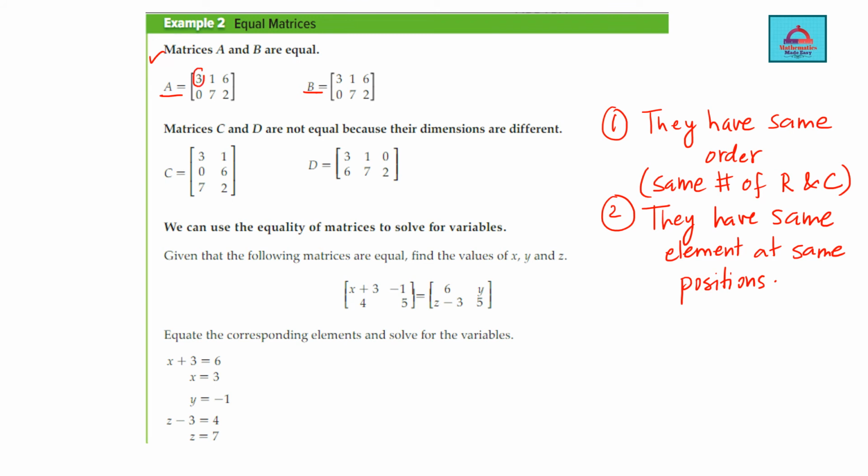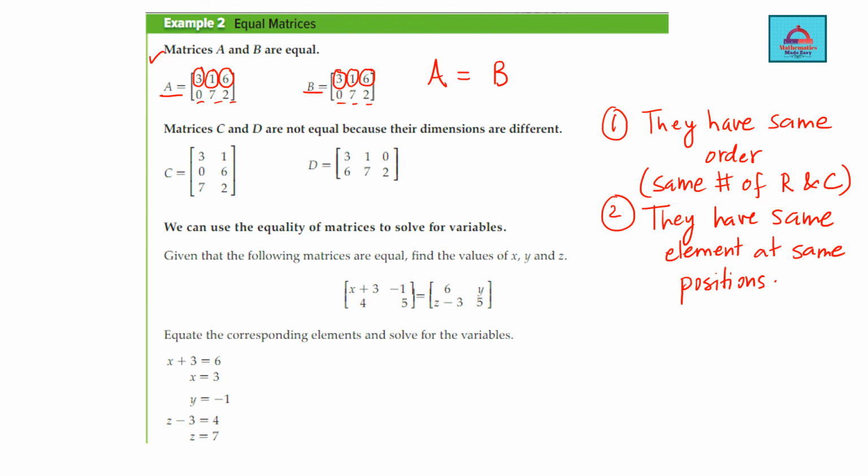The first element, first row, first column, is 3. First row, first column is 3. The next one is also the same at the correct position. Next one, first row, third column, is the same. And if you observe, all other elements are also the same. So we can very well say that A equals B, because they satisfy both the conditions.